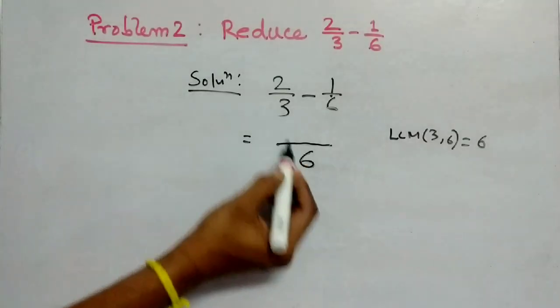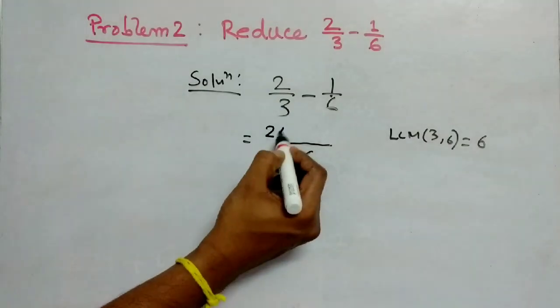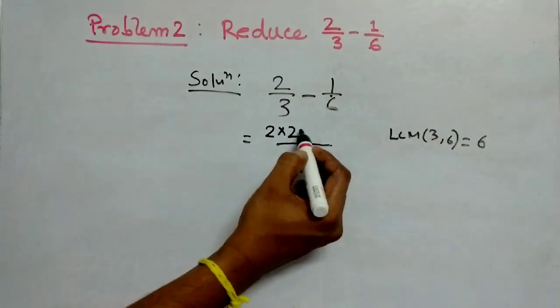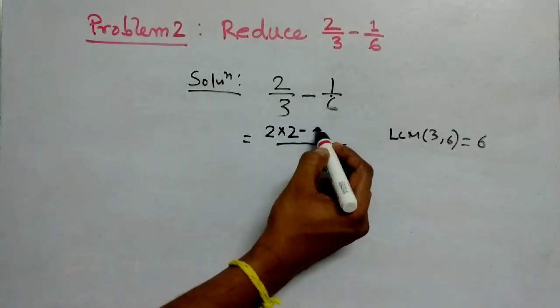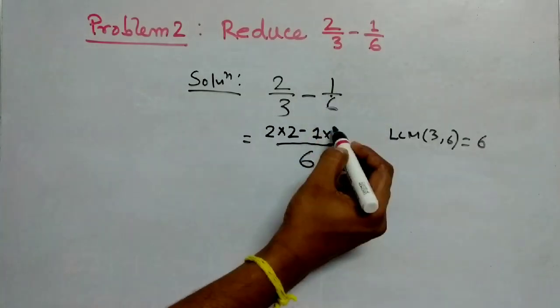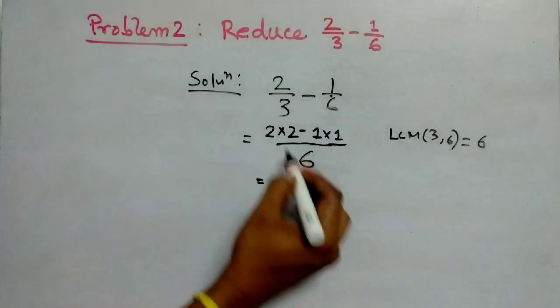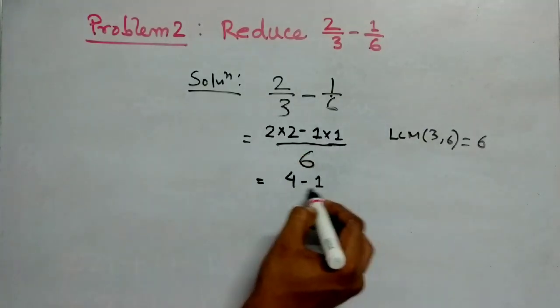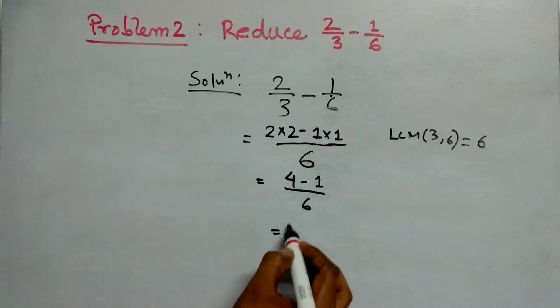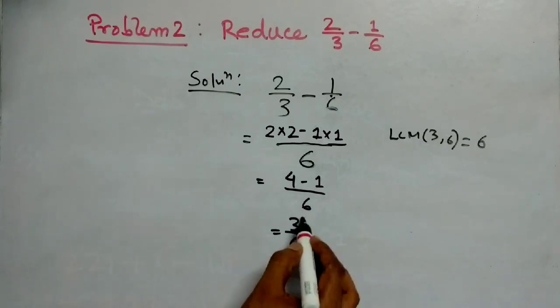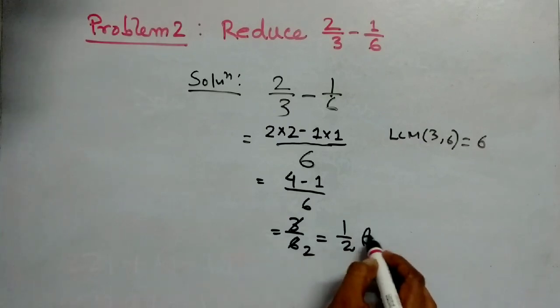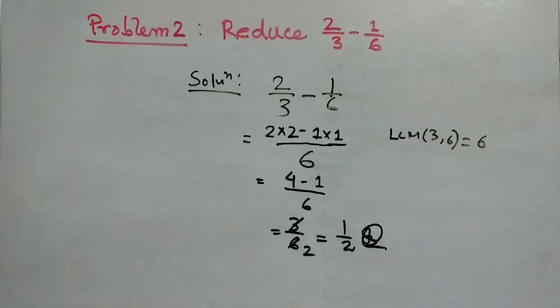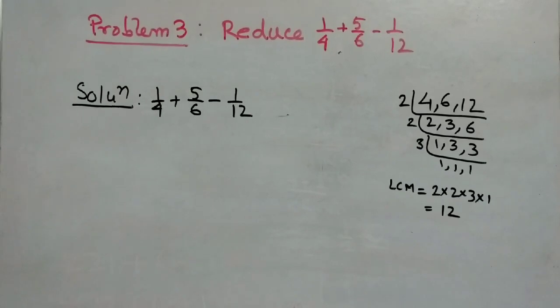Now 3 into 2 is 6. So multiplied by this 2, this minus sign will come here, and 6 into 1, and this 1 is here now. So 4 minus 1 by 6. It is 3 by 6. So it is 1 by 2 is the answer. Let's go for problem number 3.